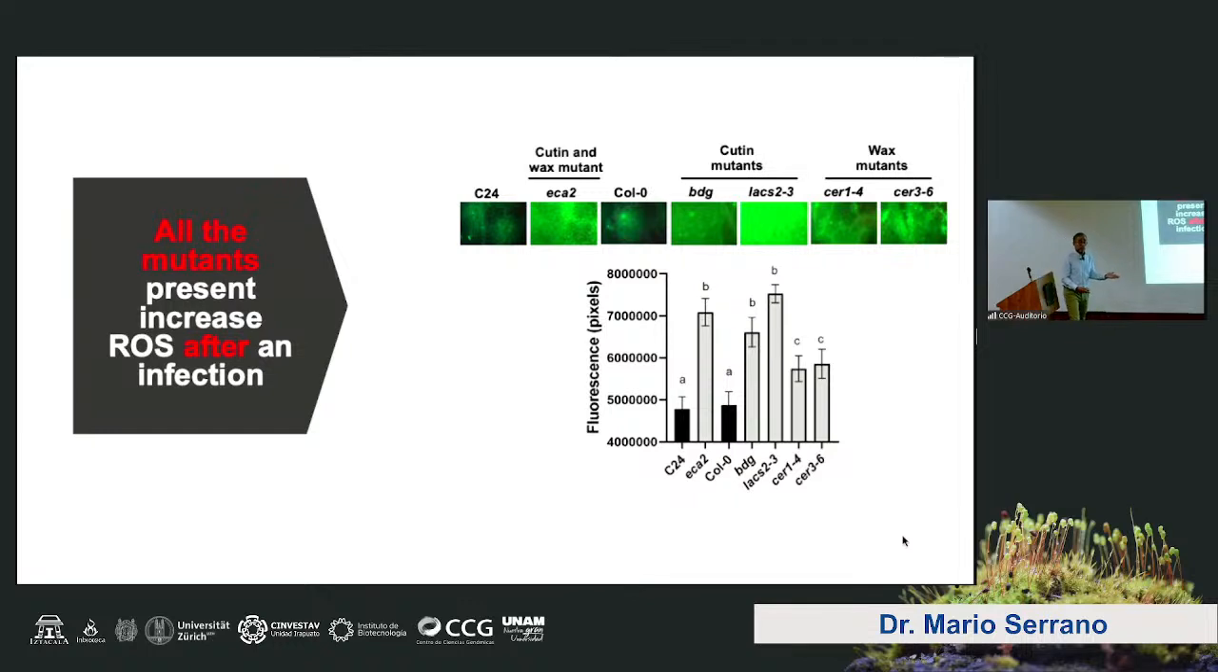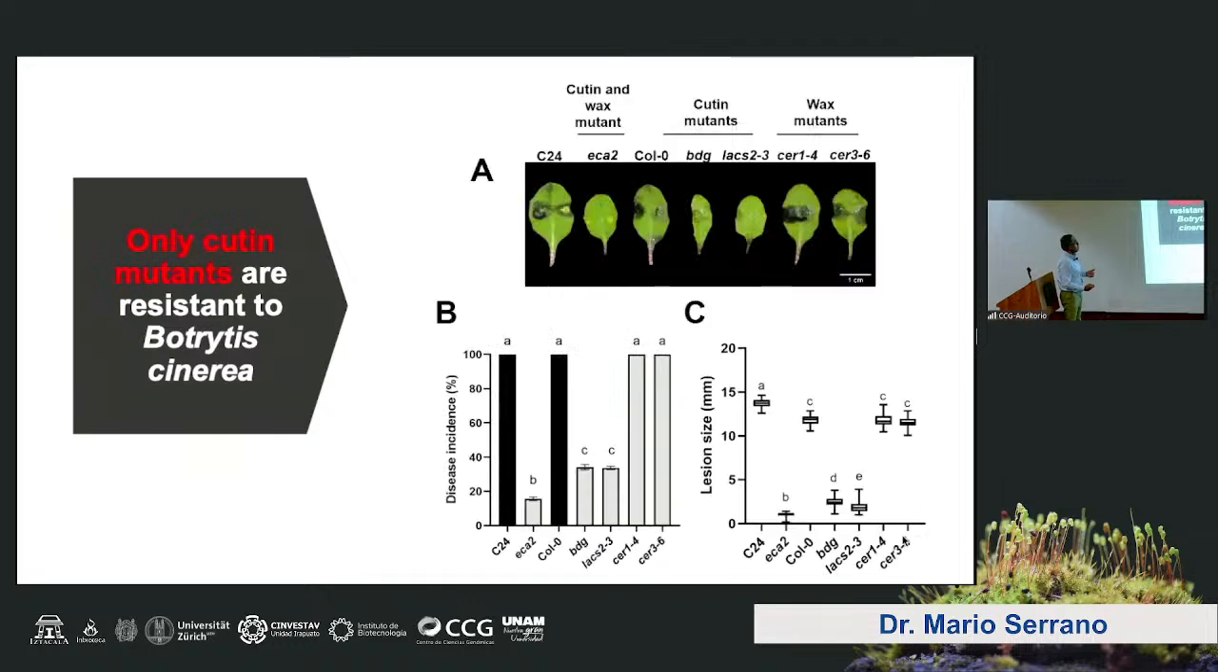So the next phenotype that we wanted to analyze was the resistance against Botrytis. And here, it was a very nice surprise, because only the mutants that we already know, LAX2, bodyguard and ECA2, were resistant to Botrytis cinerea. But the wax mutants were not. They were as susceptible as the wild type.